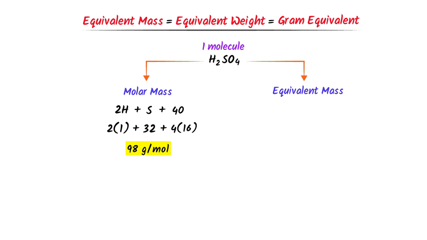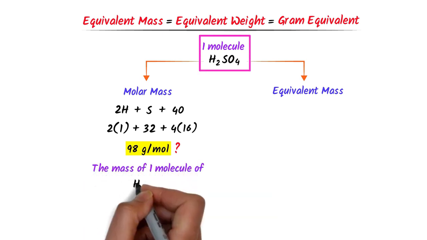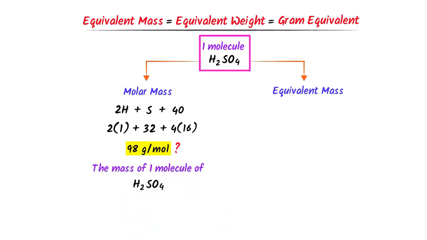Here, if I ask you, what does it mean? Can you answer it? Well, it means that the mass of one molecule or 1 mole of H2SO4 is 98 gram. Let me repeat it. The mass of one molecule or 1 mole of H2SO4 is 98 gram. Thus remember that mass of 1 mole of any molecule is called molar mass.